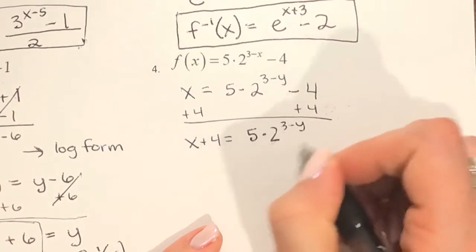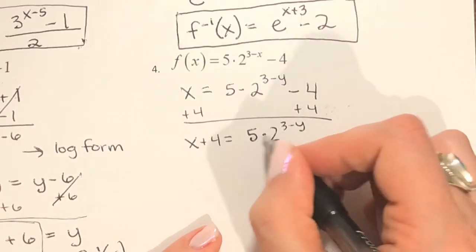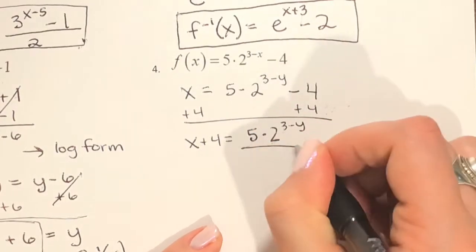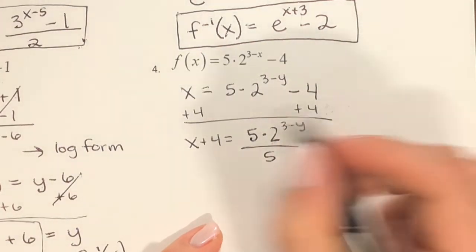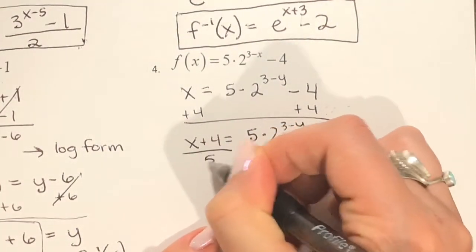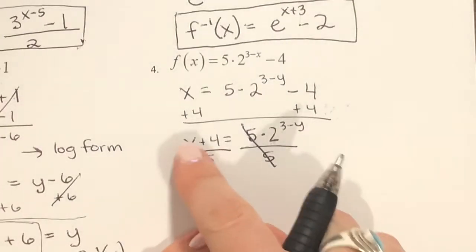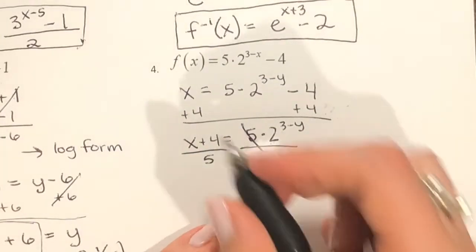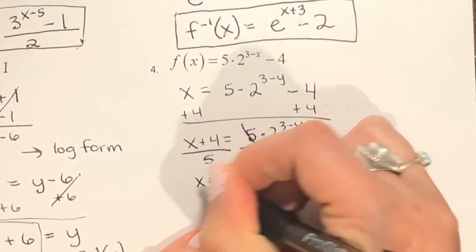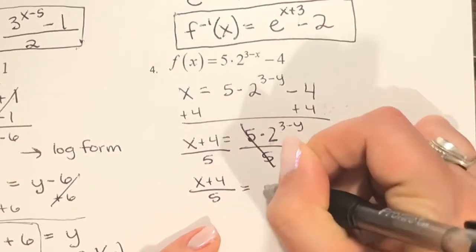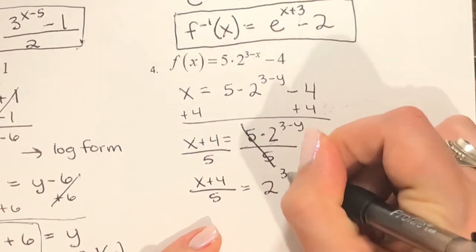So if I'm trying to get y alone, rather than times in the 5 and 2 to make it a 10, we're not allowed to do that. So to get rid of the 5, we're going to divide by 5. So that cancels, and this whole thing over here gets divided by 5. So now we have x plus 4, all divided by 5, is equal to 2 to the 3 minus y power.